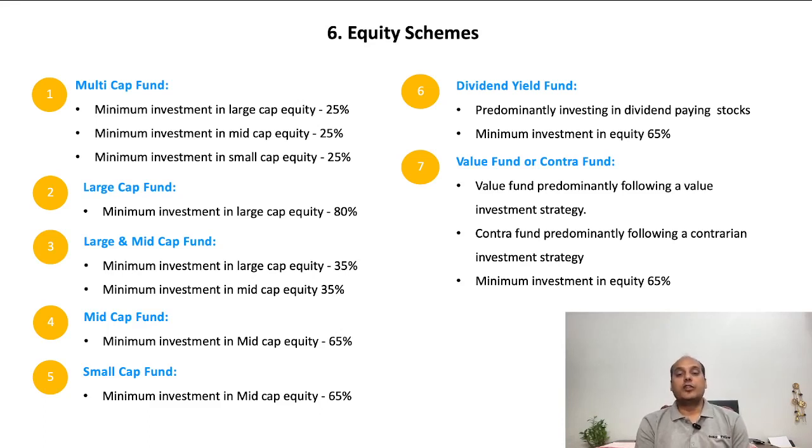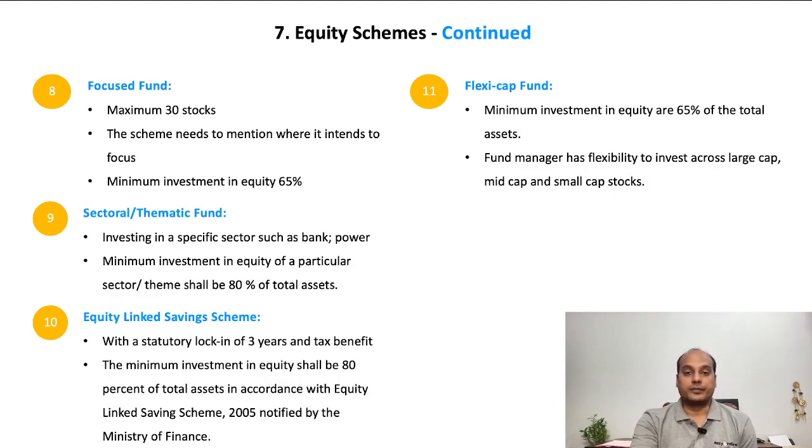Then comes value fund. Value funds follow a value investment strategy, where today the price of a particular security is not realized by the market, so it is trading at a very low price. But tomorrow when the market realizes its value, the price will shoot up. Such a strategy is called a value fund. Then comes contra fund. Contra fund is where there is a contrarian investment approach. The minimum investment in such type of stock should be 65%.